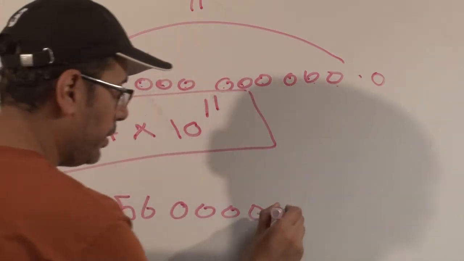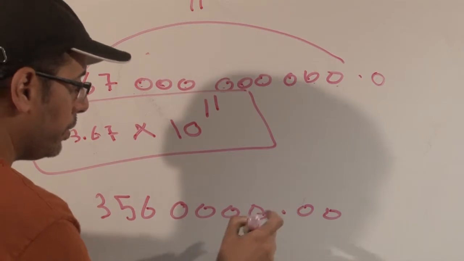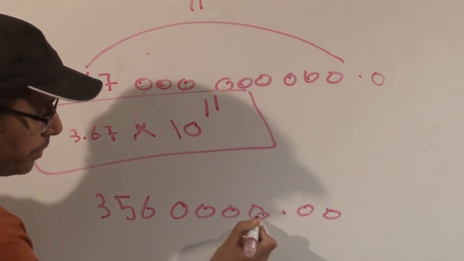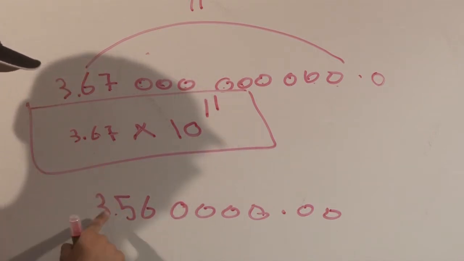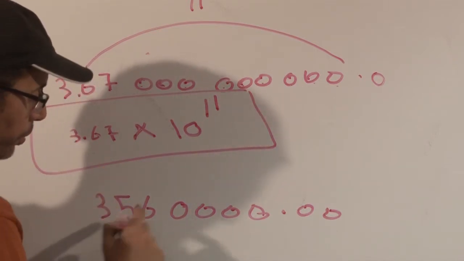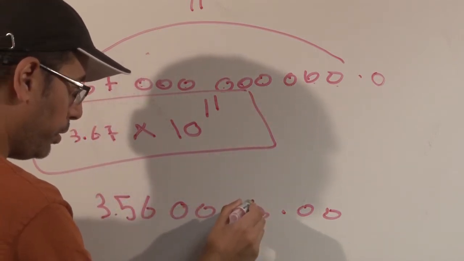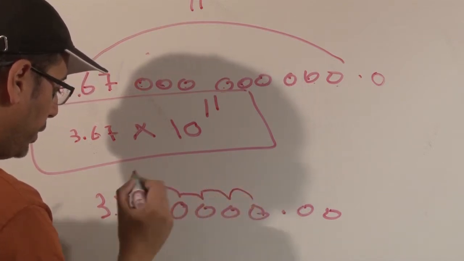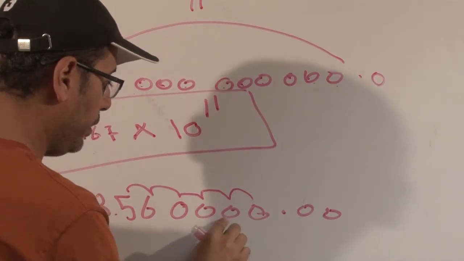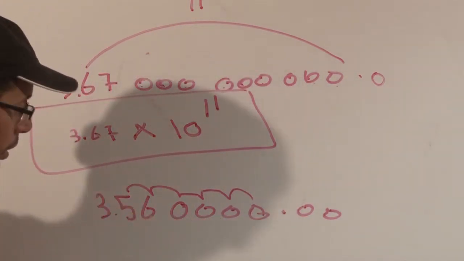Again, let's move the decimal and make this only between 1 and 10. So that would be 3.5. So I will move it 1, 2, 3, 4, 5, 6. 1, 2, 3, 4, 5, 6.